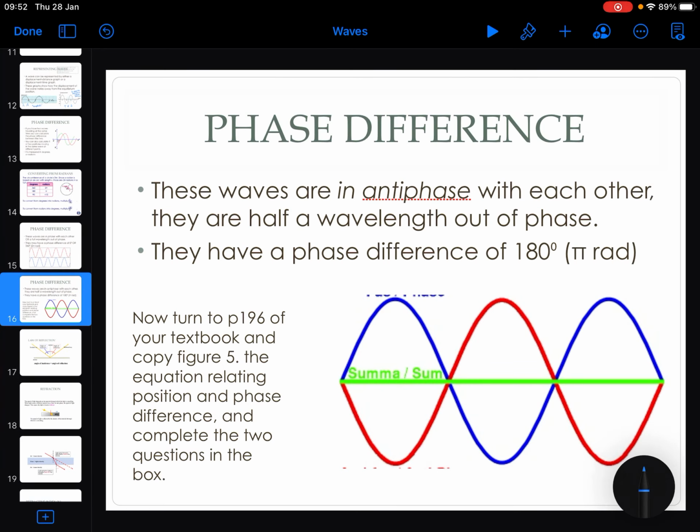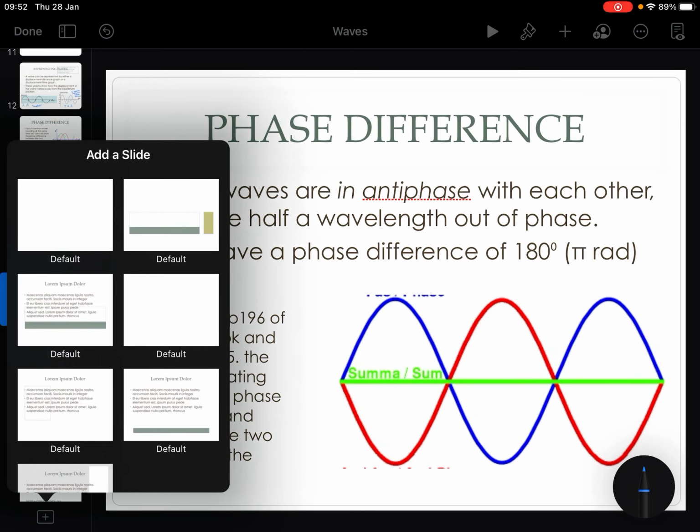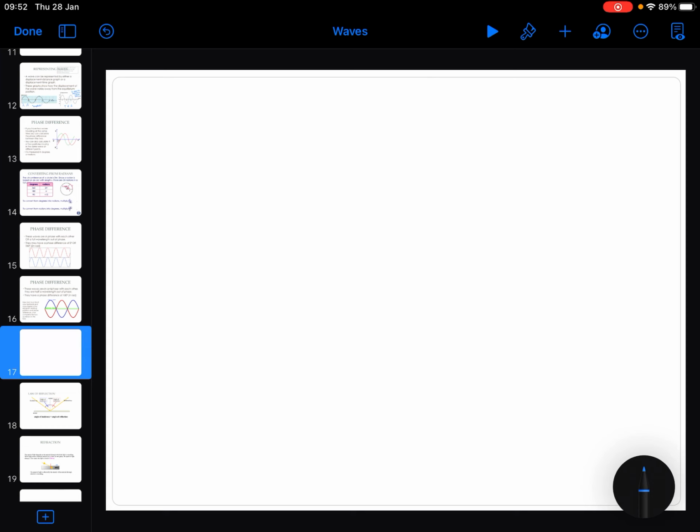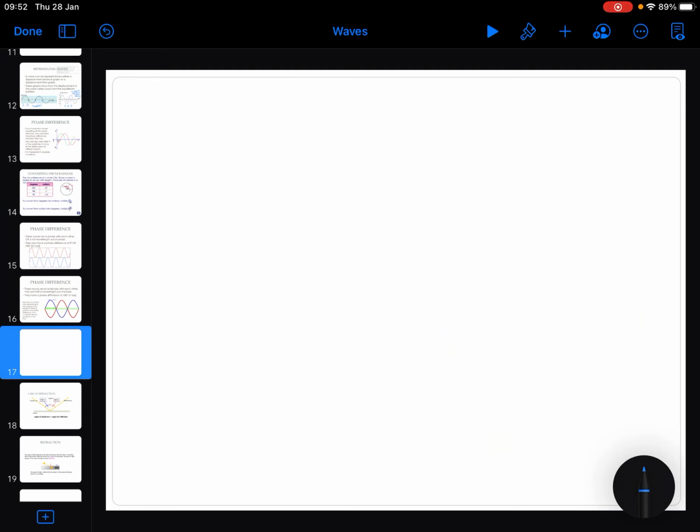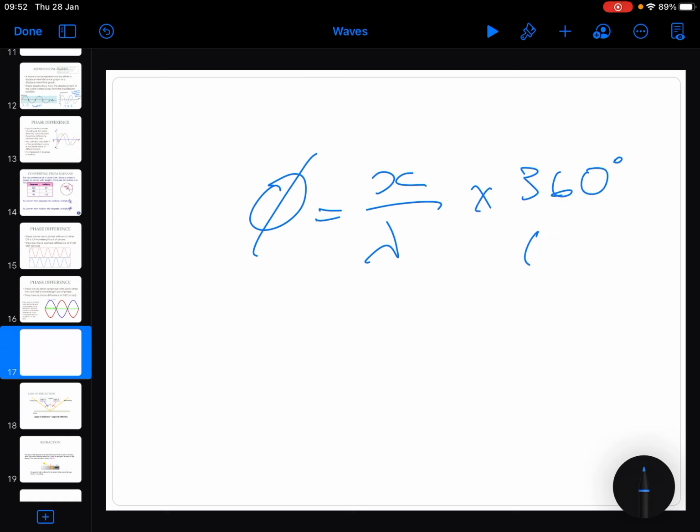It says, turn to page 196 of your textbook and copy fig 5. Well, I shall do that for you. Let's just give me 1 second. Page 196. So you don't even need to go to a textbook. I'm trying to do it for you. Aha! So, I hope you can actually read what that says.